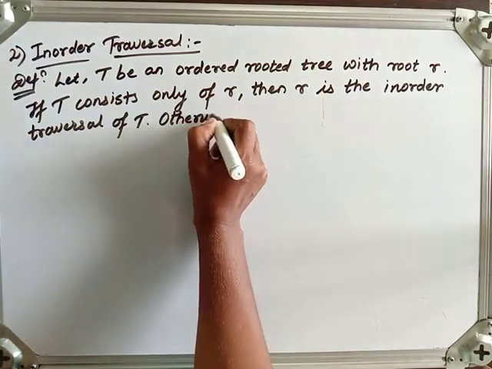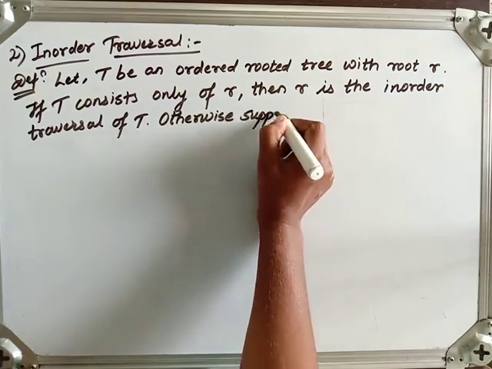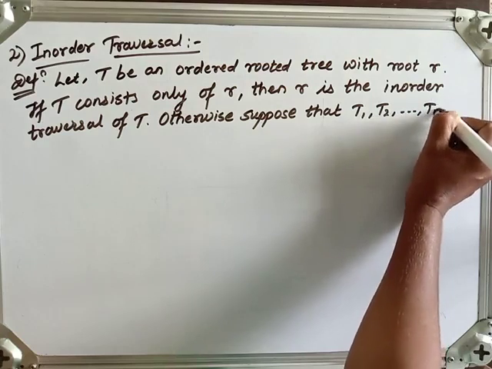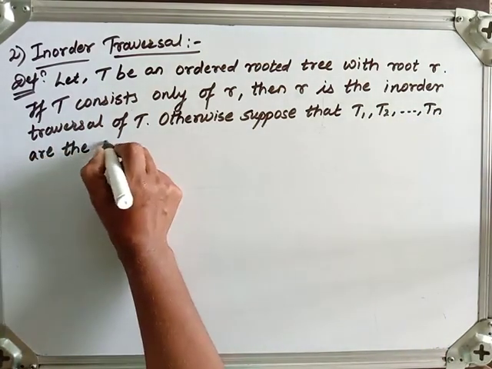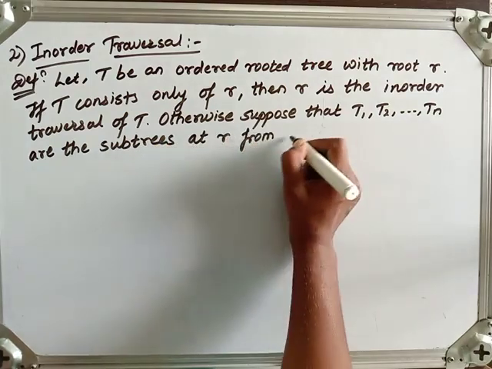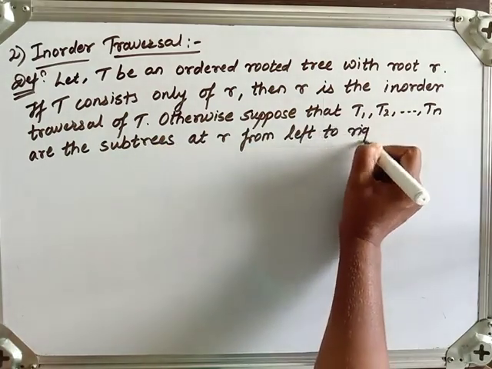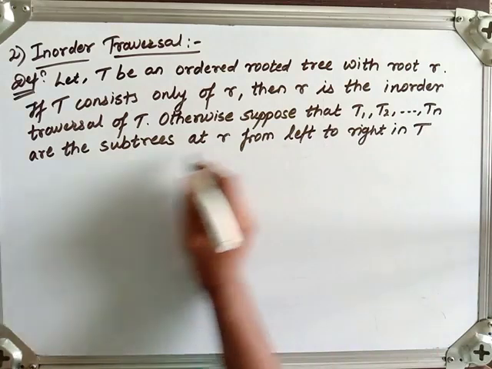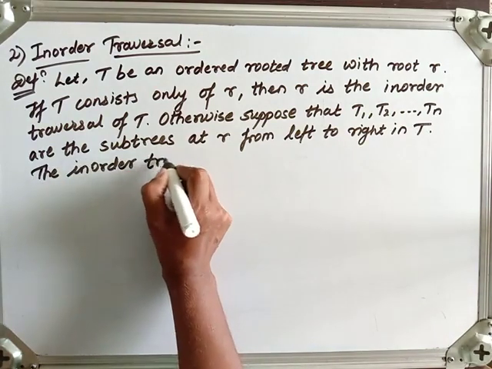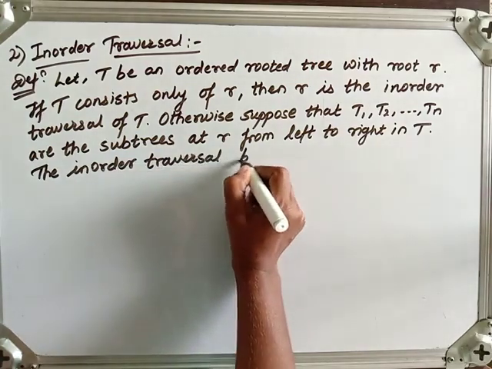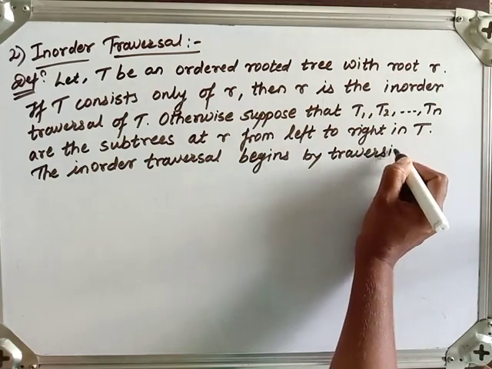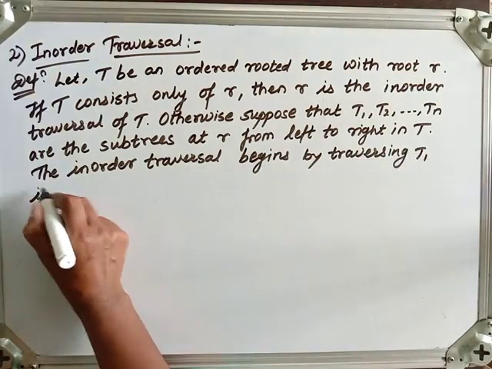Otherwise, suppose that T1, T2 and so on up to Tn are the subtrees at R from left to right, obviously in a rooted tree T. The in-order traversal begins by traversing T1 in order.